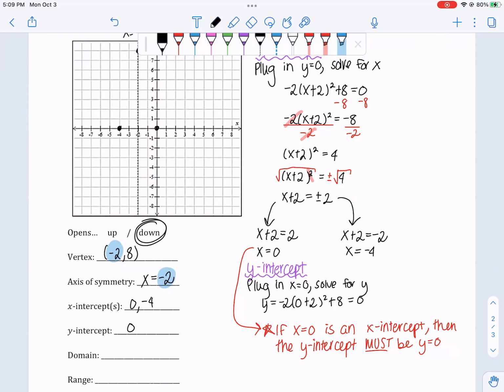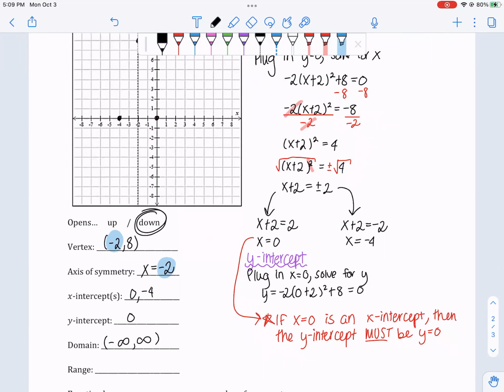The domain for all quadratics is going to be -infinity to infinity. This is for all quadratics because it's a polynomial.